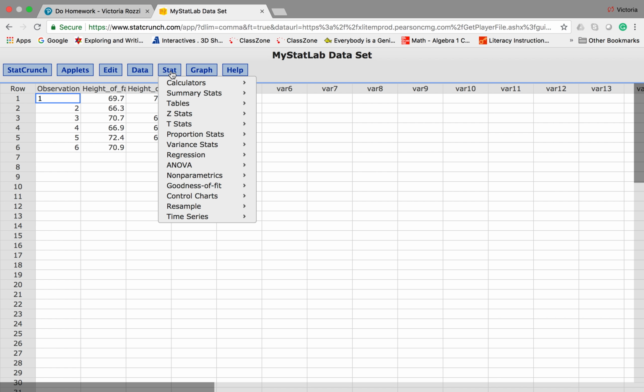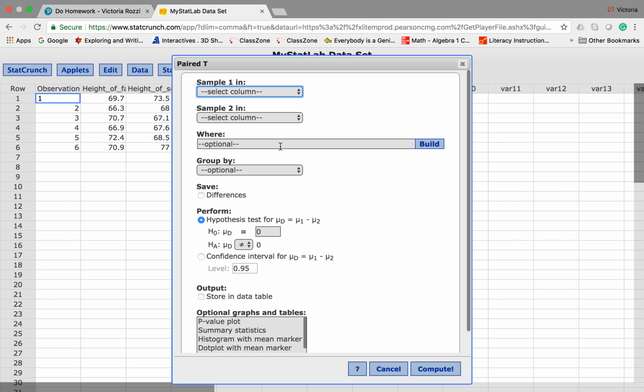So you're going to press Stat, T-Stats, and then click on Paired instead of two sample. Now again, we want the son to be taller than the father, so we want to subtract the son minus the father. So if you look at this little statement here, son minus father. So the first thing we're going to put in is the height of the son. The second thing we'll put in is the height of the father. And we're going to have that be greater than 0. Okay, so height of son, height of father, and change this to greater than.